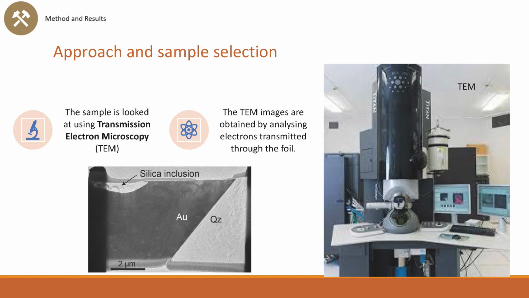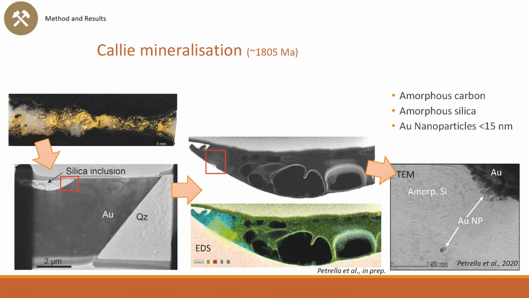So once we have finished preparing this foil, we can look at it with transmission electron microscopy. That allows us to see nanoscale objects, but also to see the crystalline structure of the objects we're looking at. So back to Cali. This is the foil that we extracted from this sample. You see here a gold grain. This is a quartz grain, and this is the inclusion we were interested in. That was at the surface of the thin section, but now we're looking at a section of it.